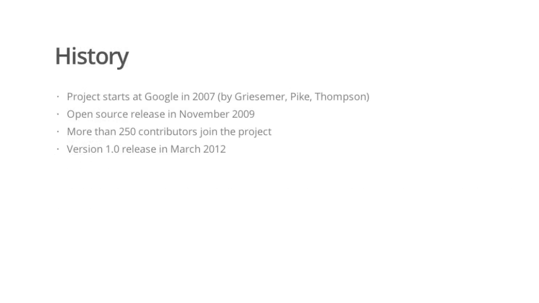Go began as a 20% project among some Googlers in 2007. In November 2009, it was released to the world as an open source project, which attracted hundreds of contributors from the open source community. In March 2012, we released Go version 1, a specification of the language and libraries that will be supported for years to come. In the tutorial today, we're going to learn about Go version 1.